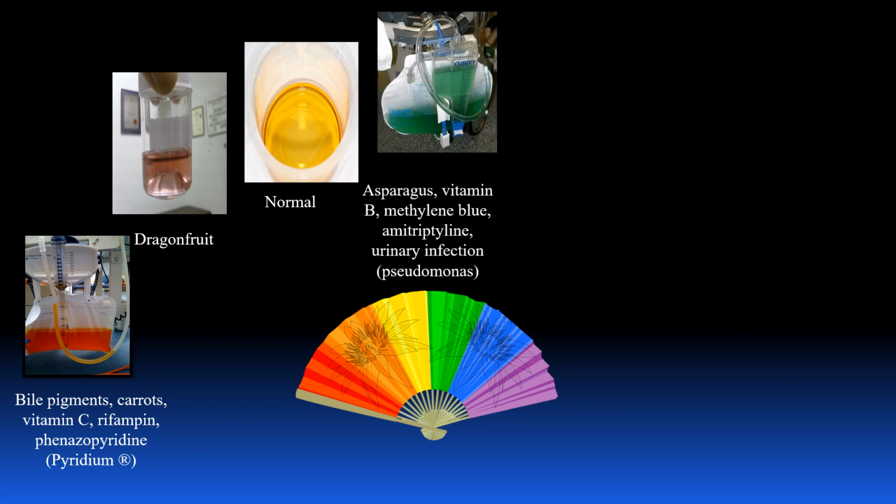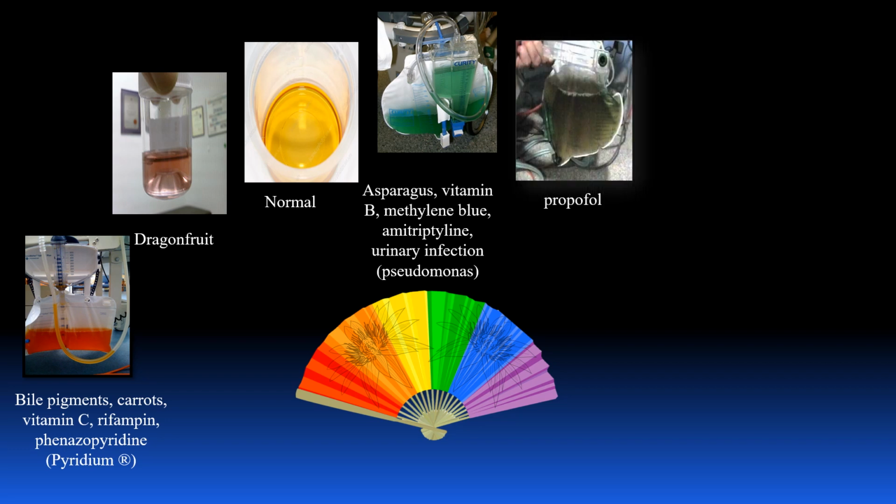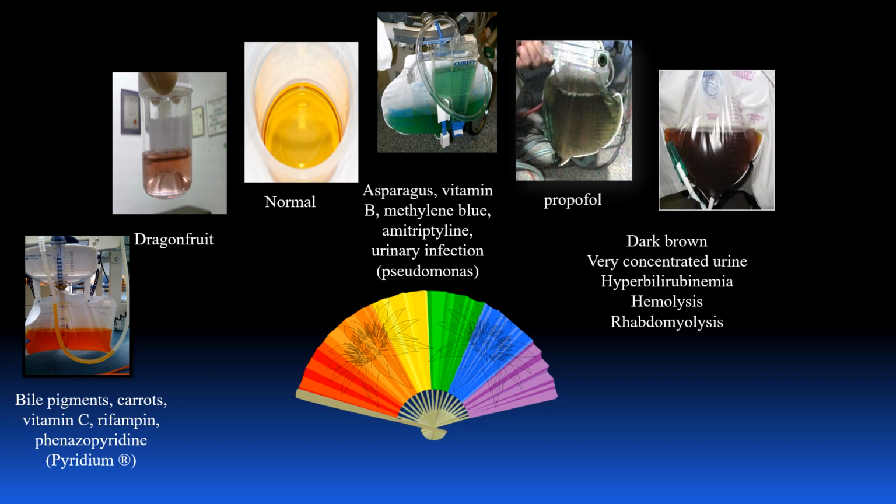Green urine may be seen with urinary infection with Pseudomonas or ingestion of asparagus, vitamin B, methylene blue, and the antidepressant amitriptyline. Infusion of propofol may also give the urine a dark green color. Dark brown urine is commonly seen with very concentrated urine. It may also be seen in patients with hyperbilirubinemia, hemolysis, or rhabdomyolysis.